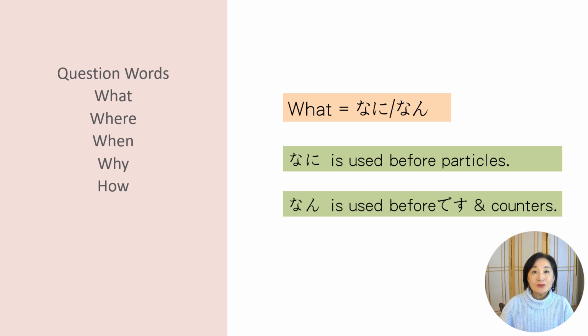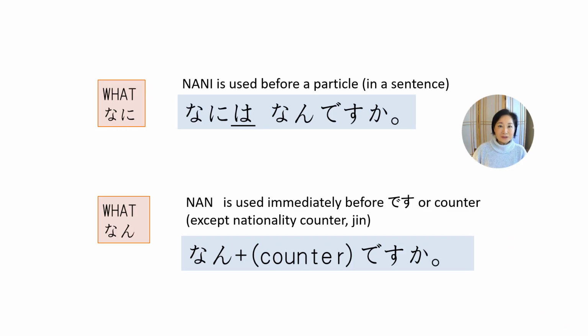This question word, what, has two pronunciations in Japanese, either nani or nan, and they change the pronunciation depending on what word comes after the question word. Nani is used before a particle, and nan is used before desu and counters. So a question word nani is used before a particle in a sentence, and so far you have become familiar with the particle wa, which we use to mark the topic in a sentence.